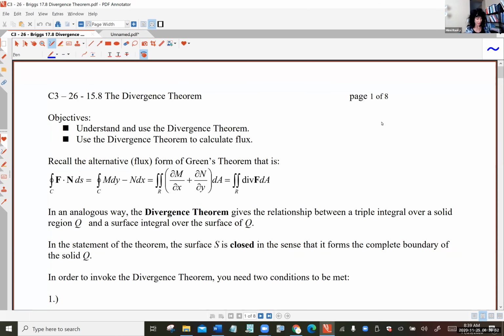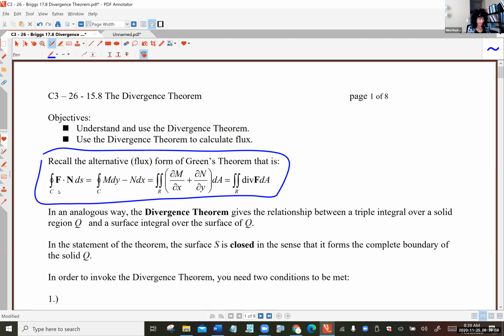Divergence. So I just went over the flux form of Green's theorem right there. You take the force field and the dot product with n, the unit normal vector orthogonal to your curve, multiplied by arc length, which in differential form looks like that, M dy minus N dx, and you turn it into a double integral, and you get that divergence of F right there.